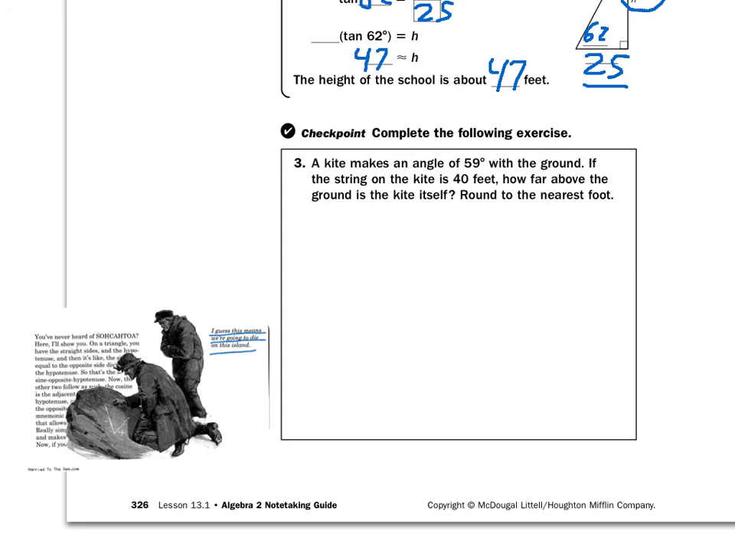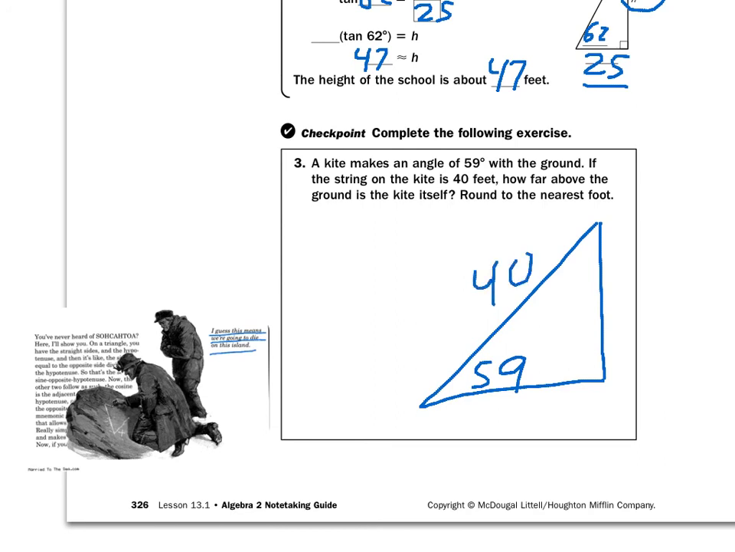Alright. A kite makes an angle of 59 degrees with the ground. The string of the kite is 40 feet. These first couple, they're all going to be right triangles that we're talking about. How far above the ground, so I want x over here, is this kite going to be? So we got a kite up here. Definition of a kite. Anybody from geometry class? Definition of a kite: 2 pairs of consecutive congruent sides.